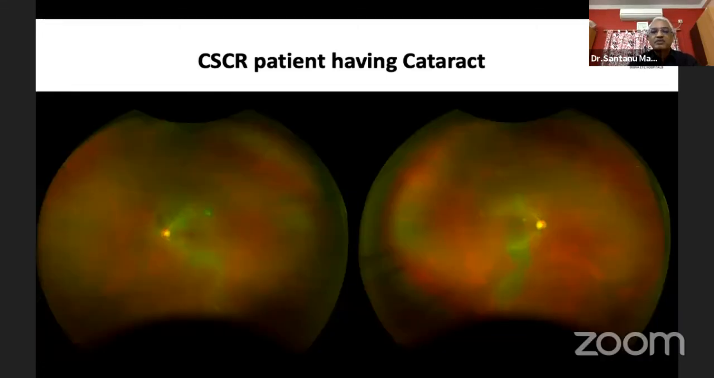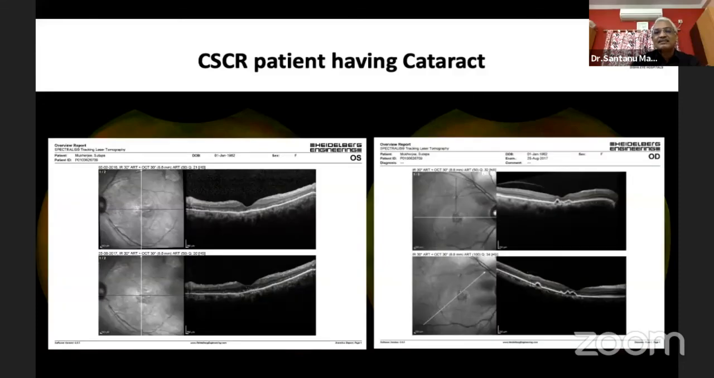So this is my patient with bilateral CSR in atypical type and with RPE epithelial tract. And this is his OCT in 2017 till she follows up.